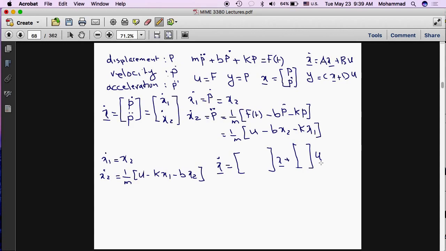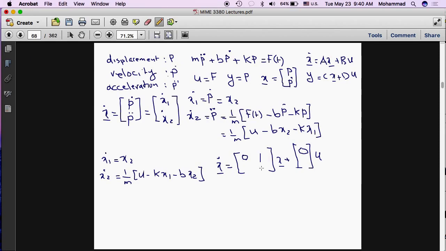Okay? So what is x1 dot equal to? x1 dot, which is the first member of this vector, is equal to the second member of x. If I write 0 here and 1 here, that is exactly what I'm saying. And also 0 here because there is no u involved. By the way, what is this structure called? It's a matrix. So this is a vector. It has only a column. It's a column vector. But this is a 2 by 2 matrix.